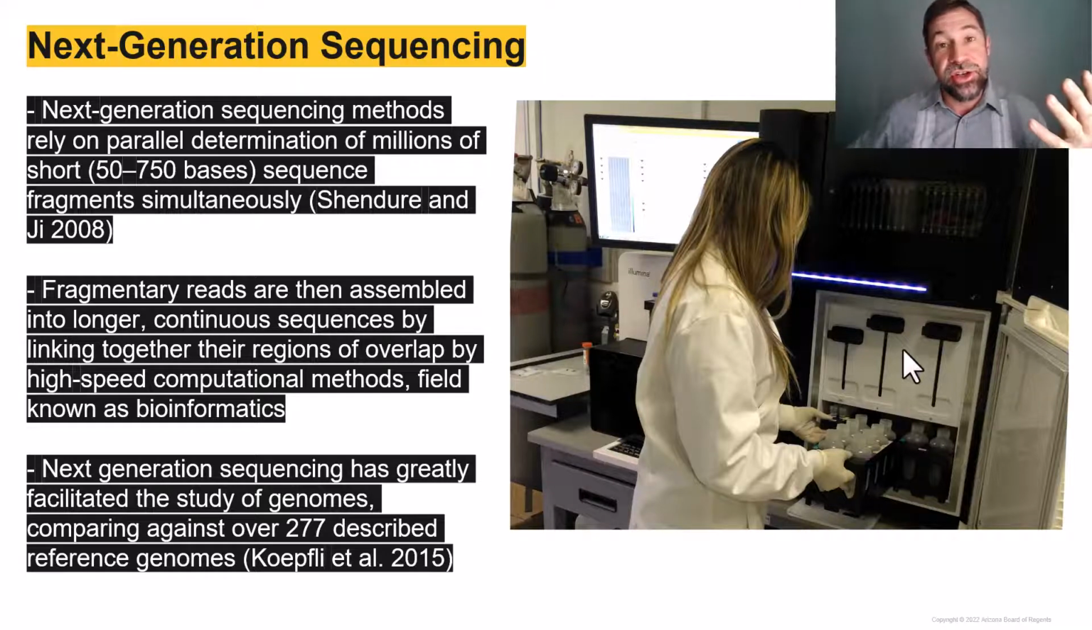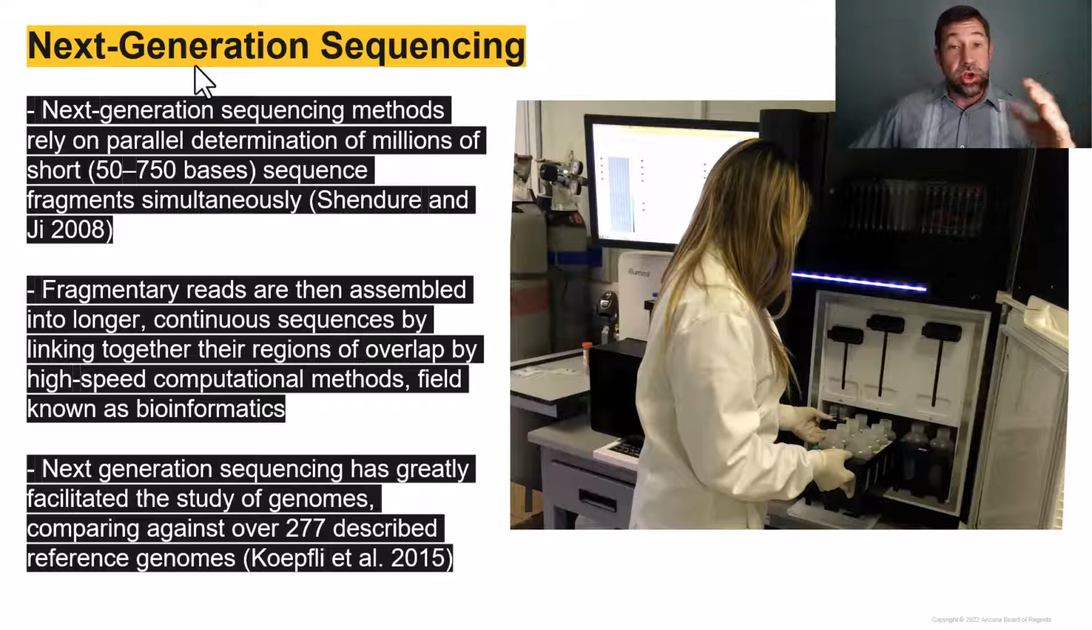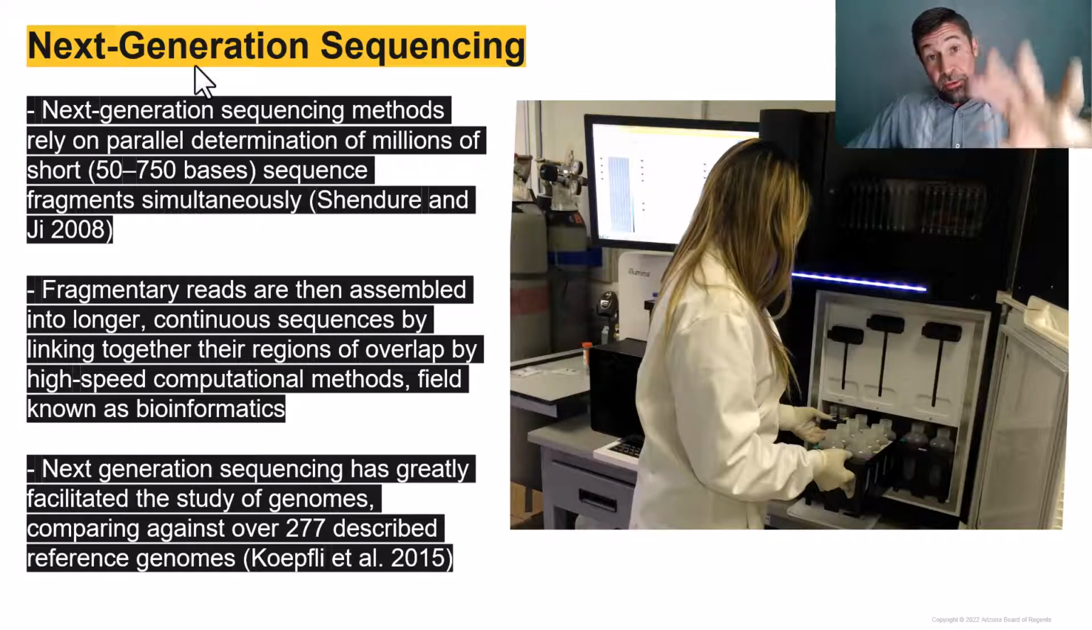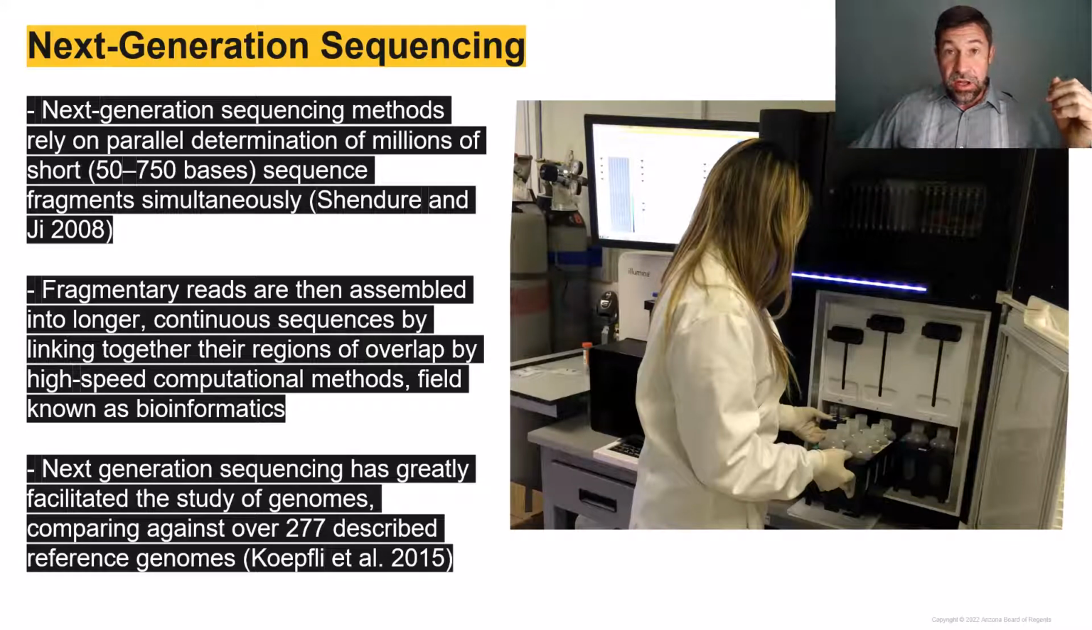Increasingly, evolutionary geneticists are now employing next generation sequencing. So this is a really powerful method which is going to determine millions of short, and by short I mean like 50 to 750 bases, sequence fragments simultaneously. These fragments are then assembled into larger sequences by linking them together using regions of overlap, using high-speed computational methods. These reconstructed genomes are then compared against a reference genome.